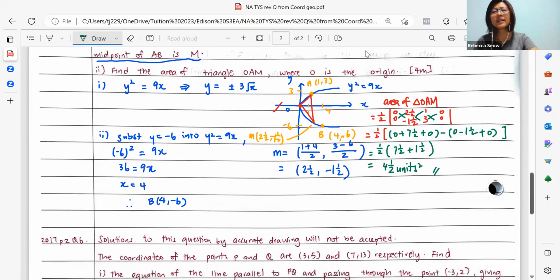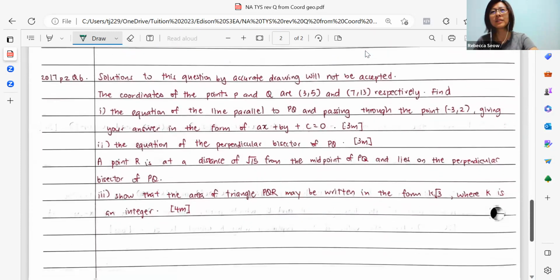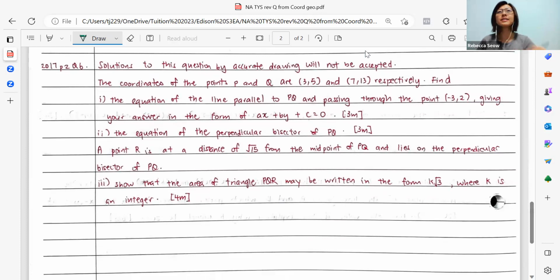Now let's take a look at another question on coordinate geometry. It says that solutions to this question by accurate drawing will not be accepted. Coordinates of the points P and Q are given. Find the equation of the line parallel to PQ and passing through the point (minus 3, 2), giving an answer in the stated form. To find the equation of the line parallel to PQ, we have to find the gradient of PQ first.